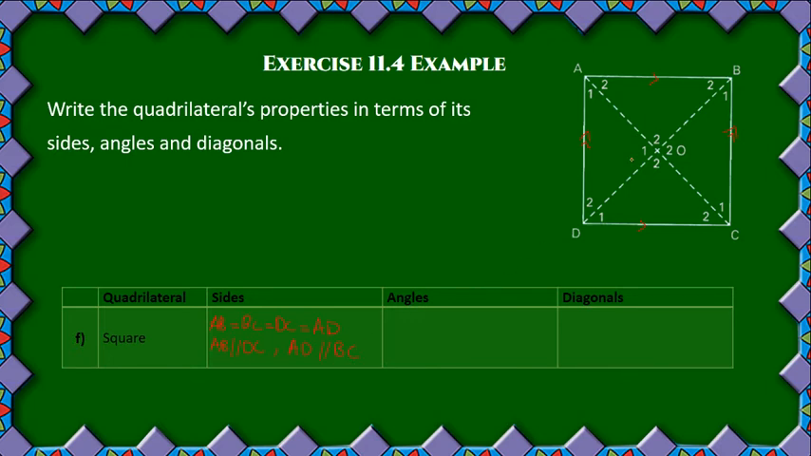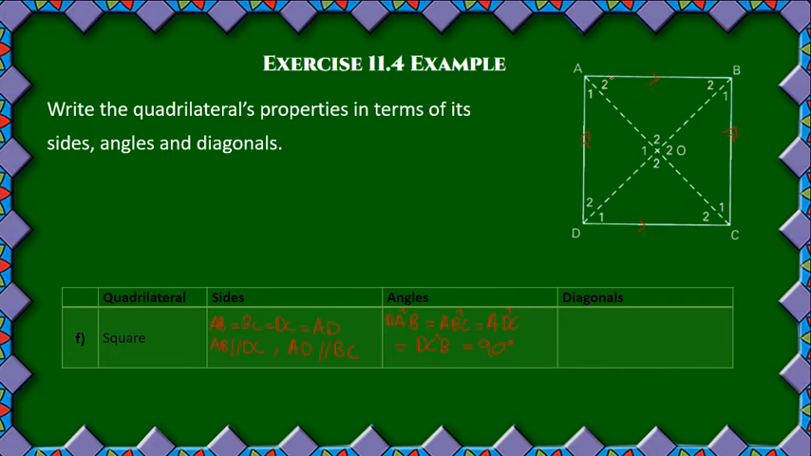Alright, now for its angles, what do we know about its angles? We know that all these angles are equal to 90 degrees, so therefore I'm going to say that angle DAB is equal to angle ABC, is equal to angle ADC, which is equal to angle DCB. And that's all equal to 90 degrees. And then for the diagonals.